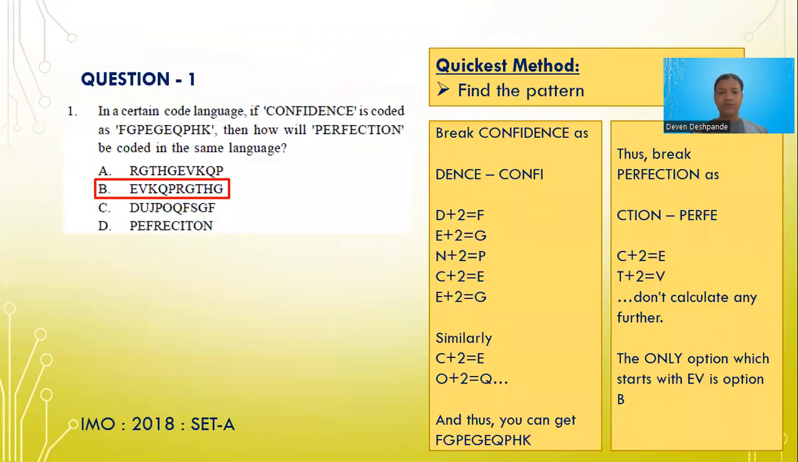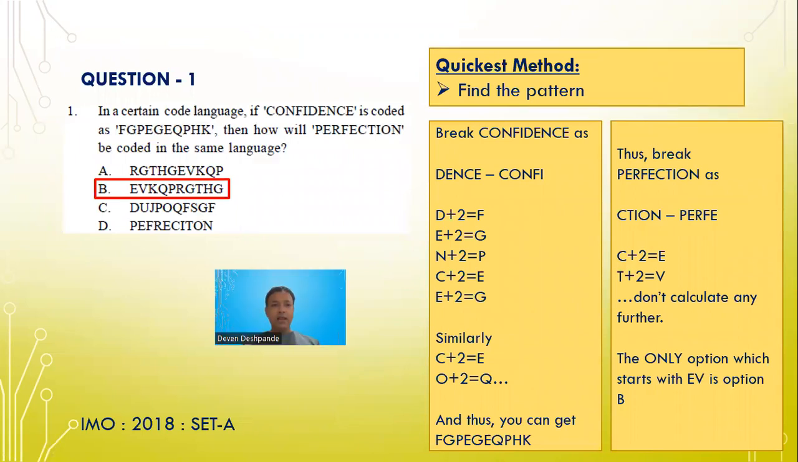Okay, the first question: in a certain code language, if confidence is coded as F, G, P, E, G, E, Q, P, H, K, then how will perfection be coded in the same language? So again, in such questions, you have to find the pattern. In this question particularly, you have to break confidence as the last five letters, which is D, E, N, C, E, and the first five letters, C, O, N, F, I.